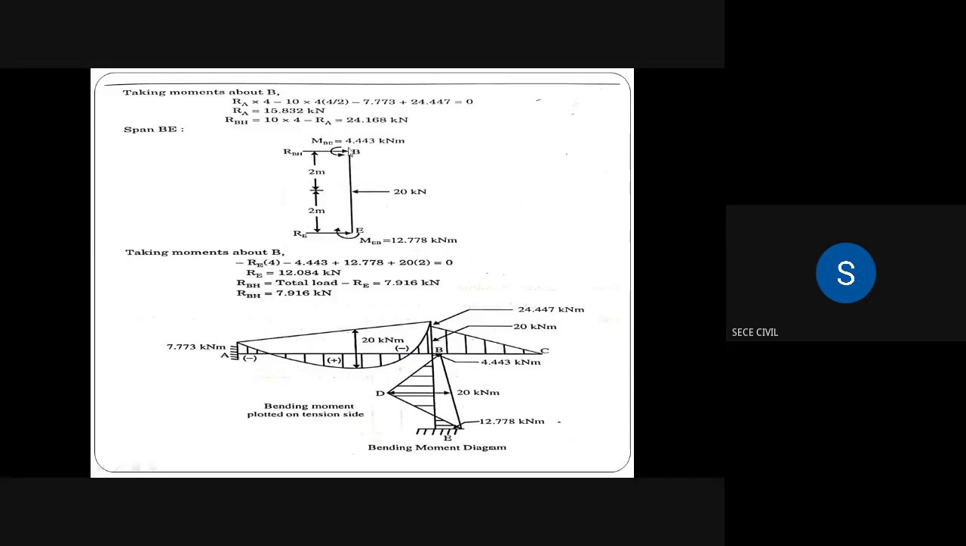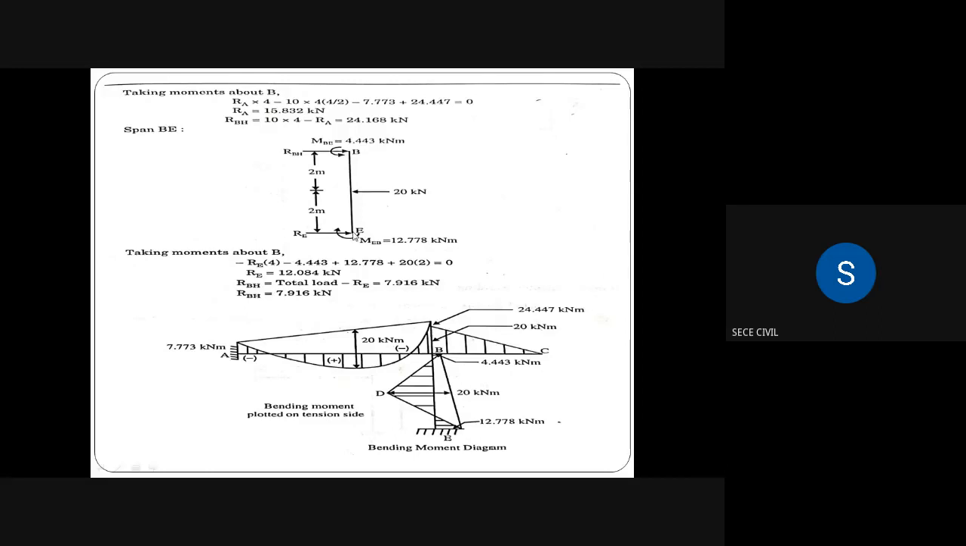Span BE is a vertical span. There we know the moments at joint B and joint E. At joint B we have an anti-clockwise moment, MBE, minus 4.443 kilonewton meter, and MEB is a positive moment, 12.778 kilonewton meter. So at joint E we put the clockwise moment 12.778 kilonewton meter, and at joint B the minus 4.443 kilonewton meter we put in anti-clockwise direction.